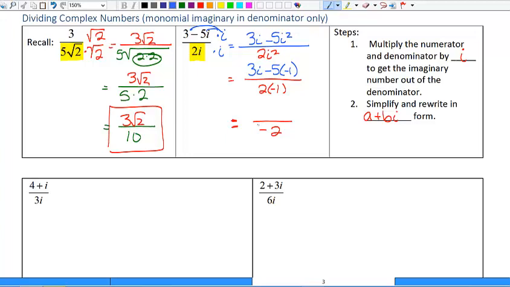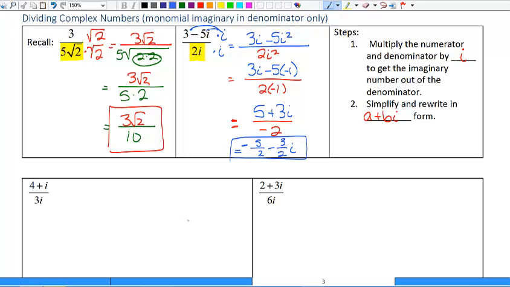Now, please remember that it has to be rewritten in a plus bi form. So the 5, which is a real number, should go first, and the plus 3i, which is an imaginary number, should go second. This is still not quite in a plus bi form. This is an a plus bi divided by a real number. So to make it all the way into a plus bi form, we're going to take the 5 over the negative 2, and then we're going to take the 3 over negative 2. 3 divided by negative 2 is negative 3 halves i. That negative in the denominator could possibly go out in front to make it a little bit neater. And that is my final answer.